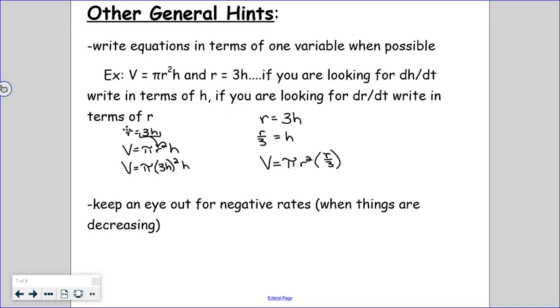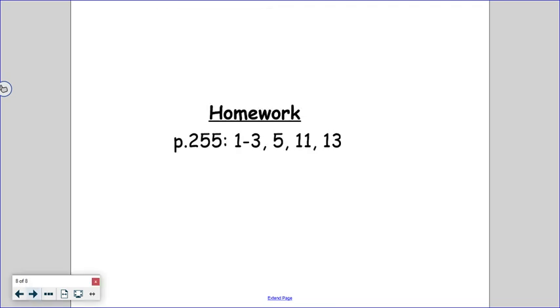Related rates usually goes a lot better. It's a little overwhelming at the beginning. You'll be fine, as long as you do this: you got to try the problems. Your assignment is on page 255, and again, we will reconvene tomorrow and do a couple more examples. Try again. All right, are we done taking pictures?